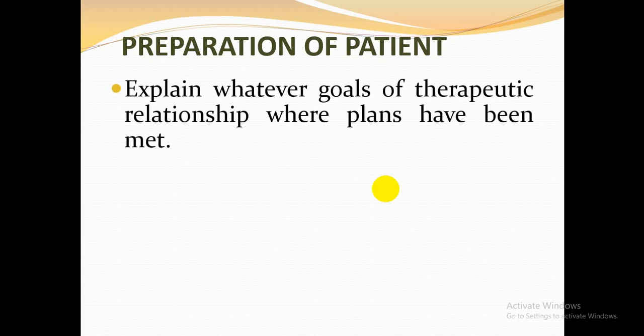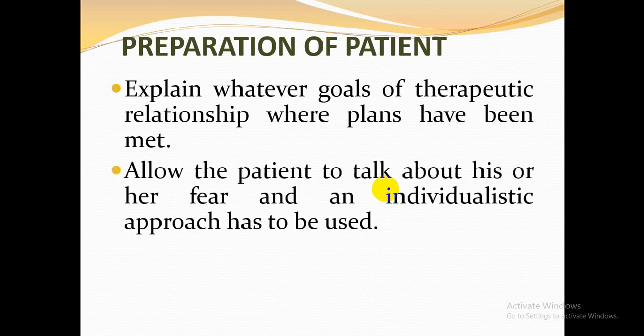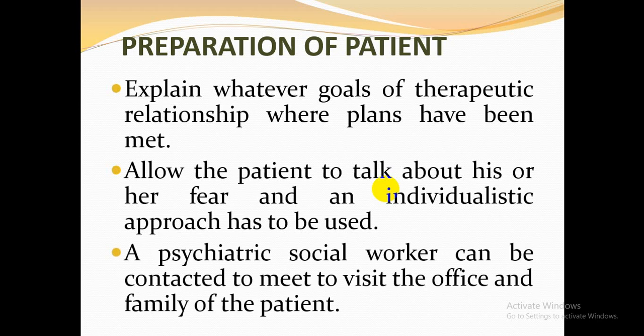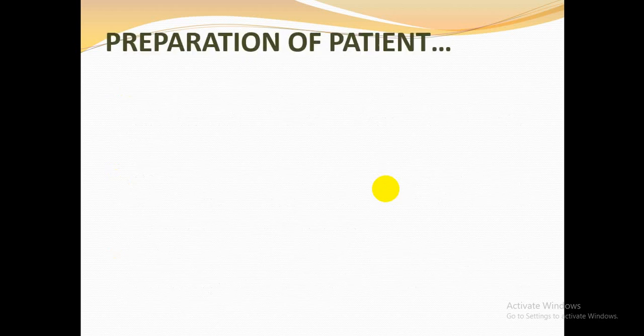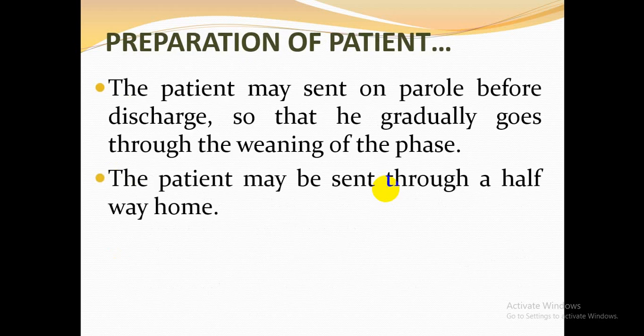Preparation of the patient: explain whether the goals of the therapeutic relationship and plans have been met. Allow the patient to talk about his or her fears, and an individualistic approach has to be used. A psychiatric social worker can be contacted to visit the office and family of the patient. The patient may be sent on parole before discharge so that he gradually goes through the weaning phase.